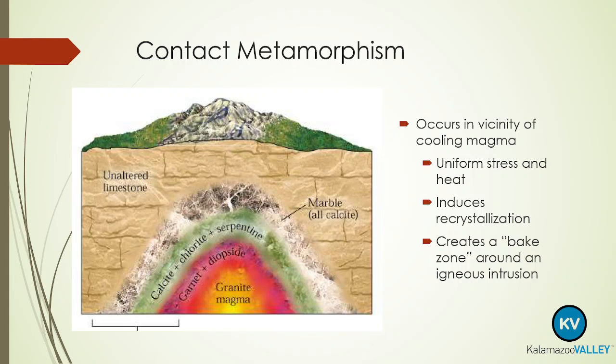This happens via recrystallization, and this system undergoes uniform stress, meaning that this blob of magma here will exert the same amount of pressure and heat over here on this area as it does on this area and this area. It's the same, or uniform, all the way around that blob.